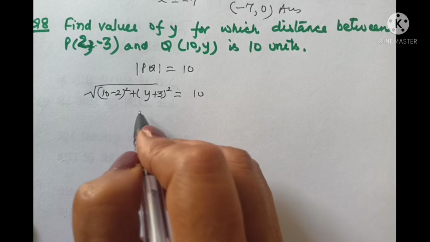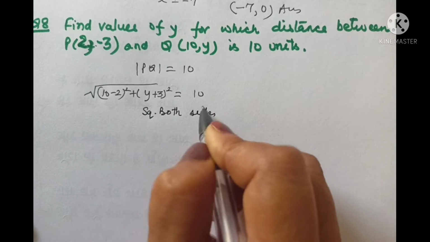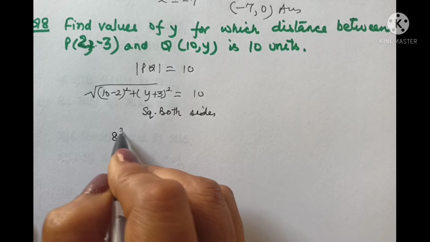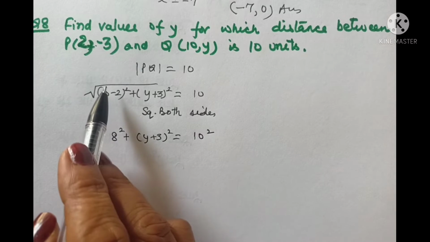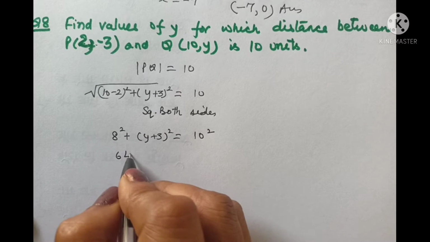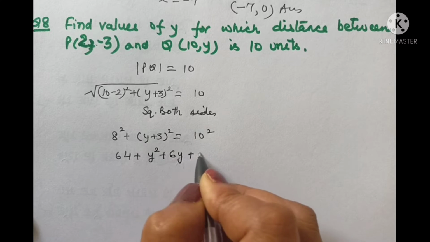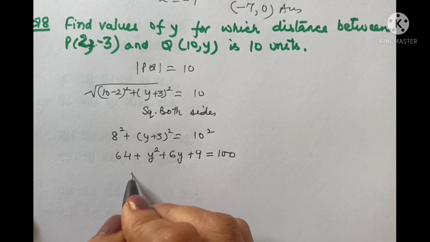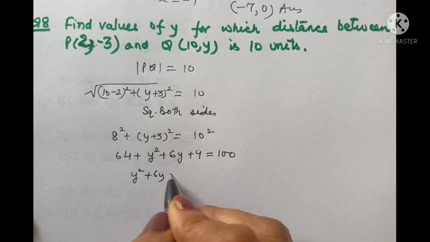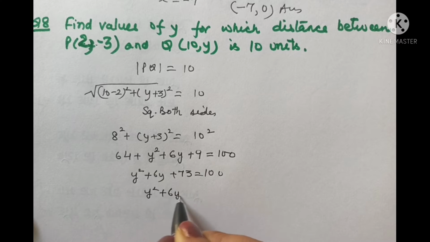Now obviously to remove the square root, I will have to square both sides. So squaring both sides, I get (10 minus 2), that is 8 square, plus (y plus 3) whole square is equal to 10 square. So this square root gets finished. I get 64 plus y square plus 2 into 3 into y, that is 6y, plus 3 square, that is 9, is equal to 100. So this gives me y square plus 6y plus 73 is equal to 100, and on solving, y square plus 6y minus 27 is equal to 0.